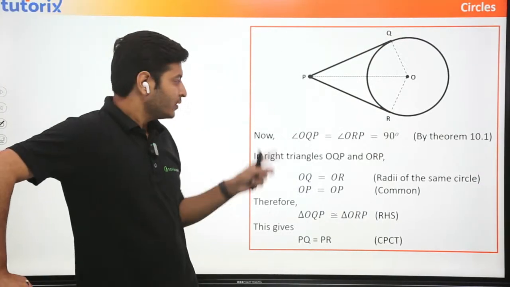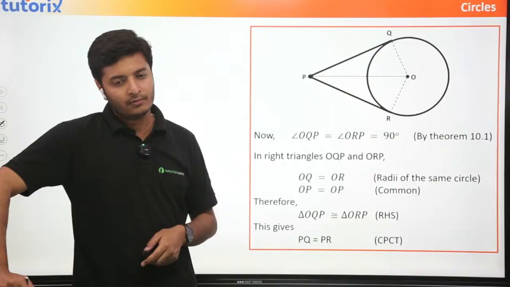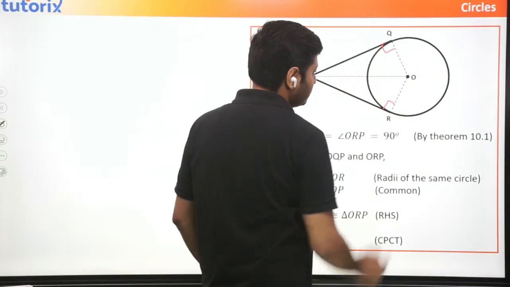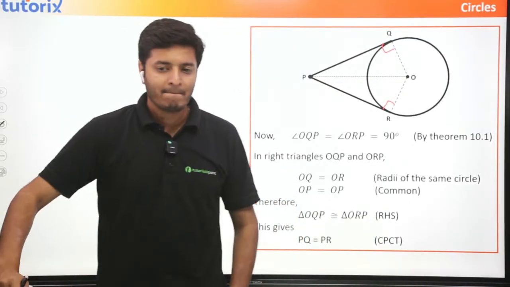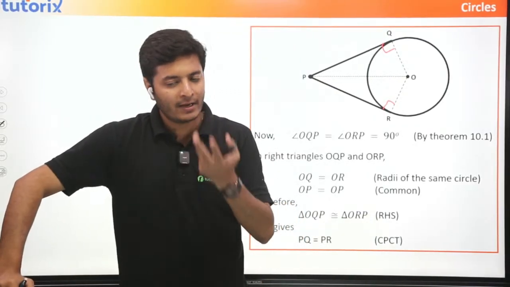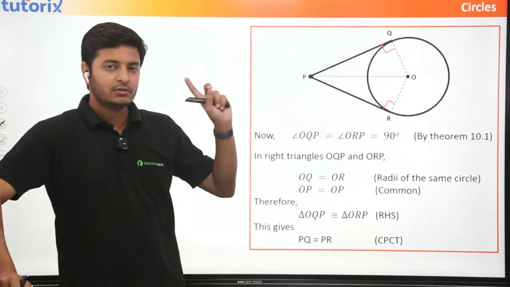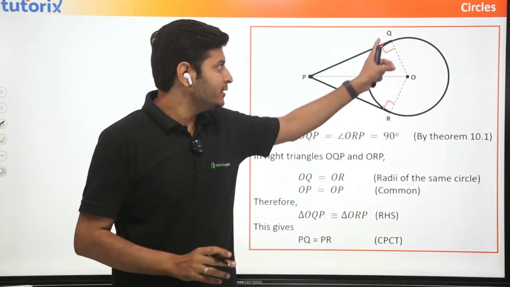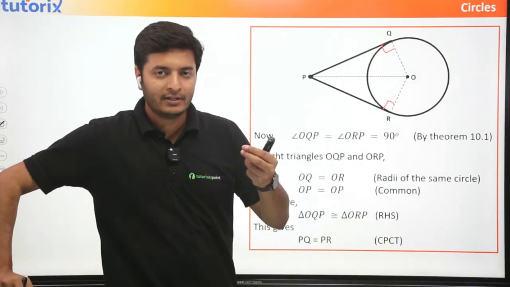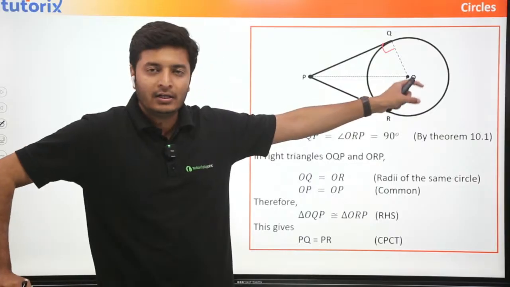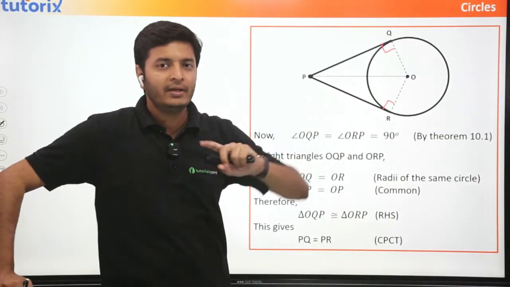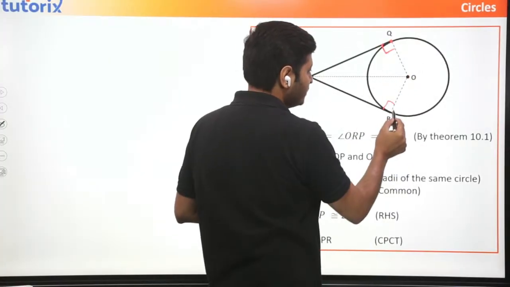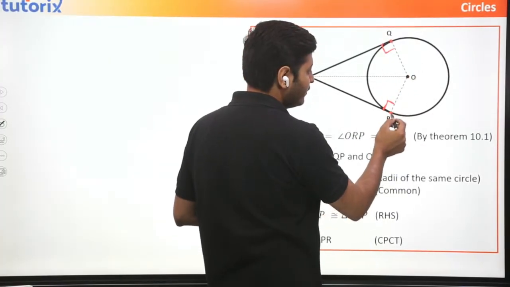Now, angle OQP is equal to angle ORP is equal to 90 degrees. This angle and this angle, we are saying that they are equal. They are 90 degrees. Why is that? Because we just understood that any tangent is gonna make a 90-degree angle with the radius at the point of contact. Now if you are joining that with the center, then the radius and the tangent are gonna make a 90-degree angle. So this is also 90 because this is the point of contact of this tangent. This is also 90 because this is the point of contact and we are joining this with the center.